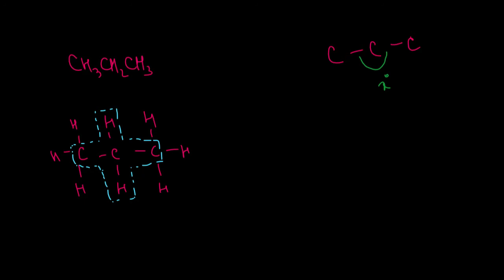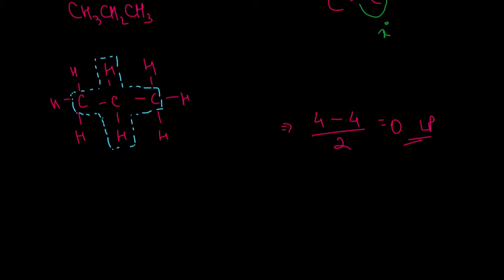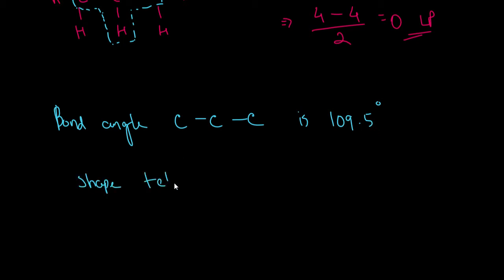So my central atom, this carbon, is in group 4. Minus, it has 1 here, 2, 3, and 4. It has 4 bonds. That divided by 2 is 0 lone pairs. This carbon has no lone pairs, and it has 4 bond pairs. So the bond angle, CCC, is 109.5 degrees. And the shape is tetrahedral.